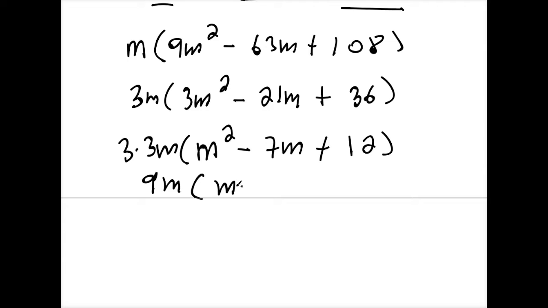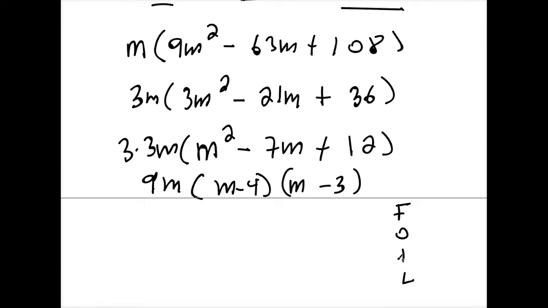What do we have here? We have to get 12. So we got to see what adds or subtracts. What multiplies to 12 but adds or subtracts to give us 7? So I'm thinking 4 and 3. I'm thinking -4 and -3. And I'll check using the FOIL method.